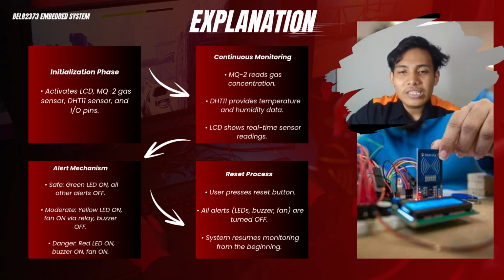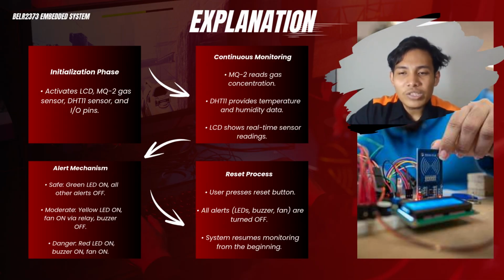Based on the gas readings, the system determines the safety status. If the level is safe, it activates the green LED with all alerts off. If moderate, it turns on the yellow LED and activates the fan through the relay, but keeps the buzzer off. And if dangerous, it triggers the red LED, buzzer and fan to alert the user of a critical situation.